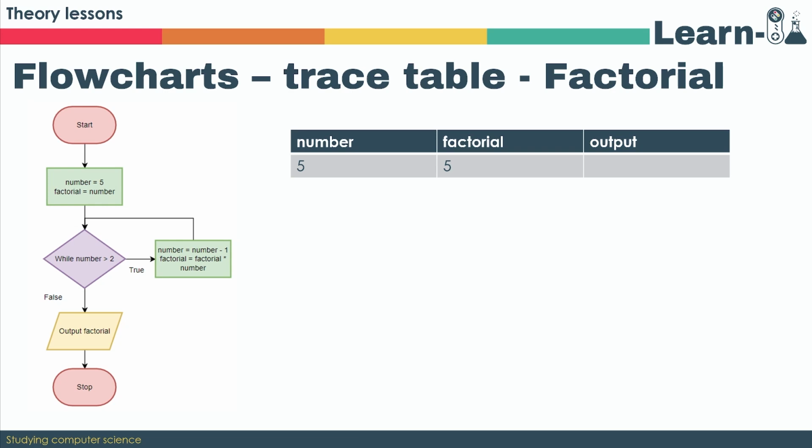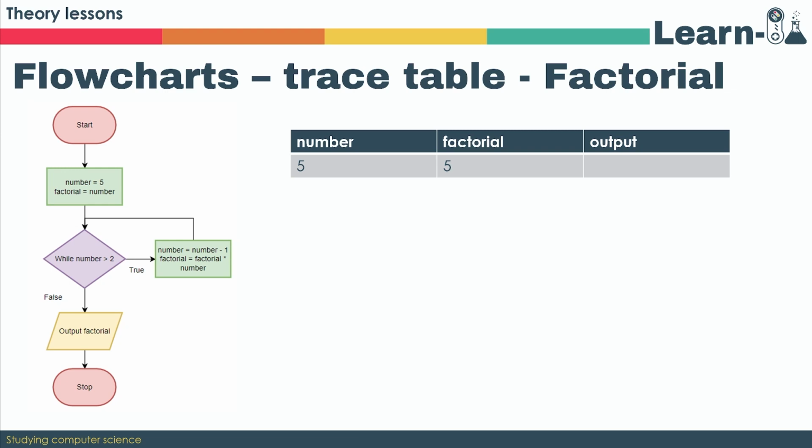Now, in this particular algorithm, I've hard-coded what 5 factorial is, and what we want to be able to do is trace through that using a trace table. Now, a trace table should always have on it any inputs. There aren't any inputs on this particular flowchart, but we do have 2 variables.